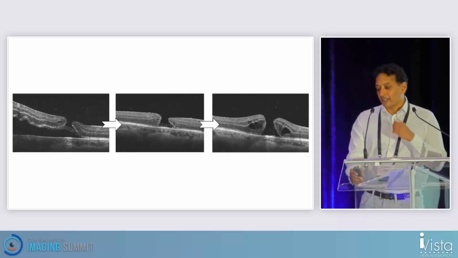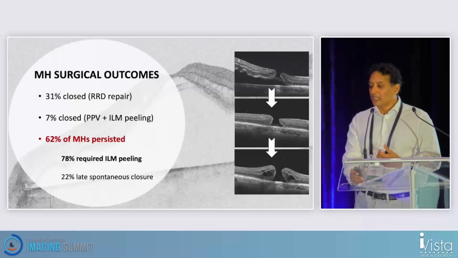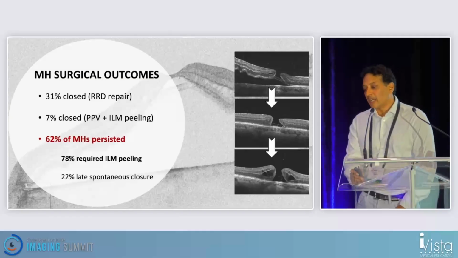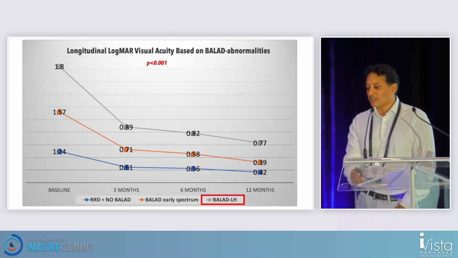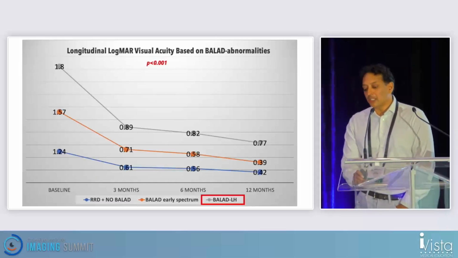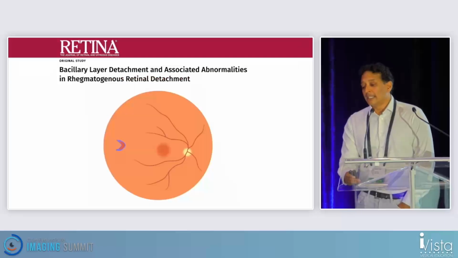Think of a full-thickness hole in RD as a rapid degenerative change. And so even when you treat it, it's not going to have the same outcome because you have a loss of the outer retina, and so the outcomes will be worse. And here you see in the fovea, as you go down that progression from no ballad lesion to a ballad lamellar hole and a full-thickness macular hole, the outcomes are much different.